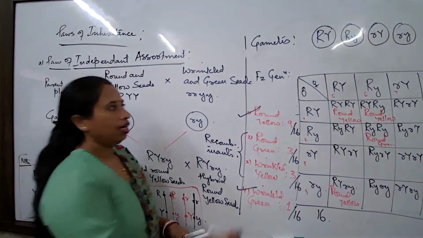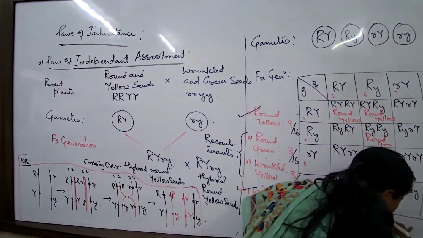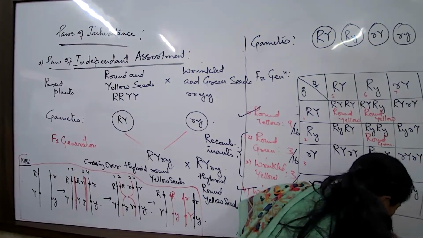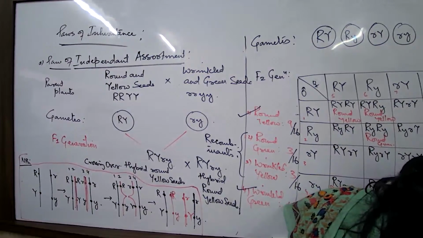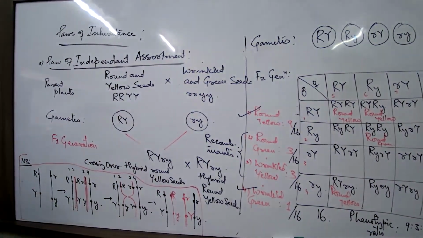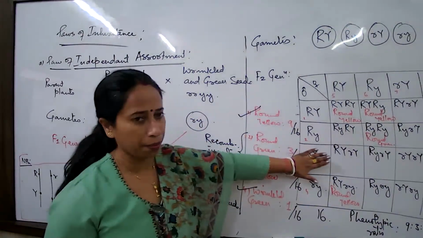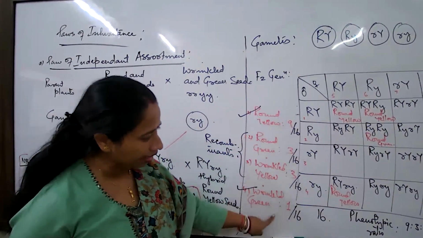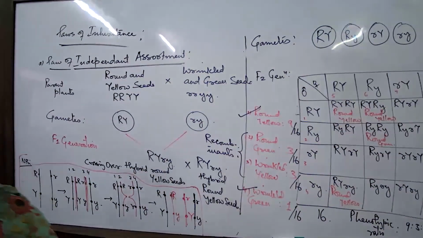Clear? So phenotypic ratio of dihybrid cross. What is it? 9:3:3:1. Phenotypic ratio of monohybrid cross क्या था? 3:1. All of you will write down this. ये बॉक्स के नीचे ये लिख के रखो and go home and complete this Punnett square.